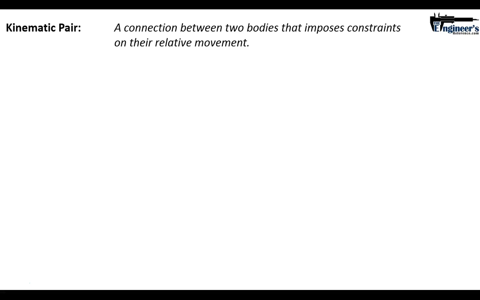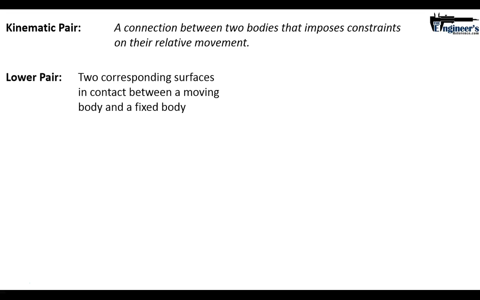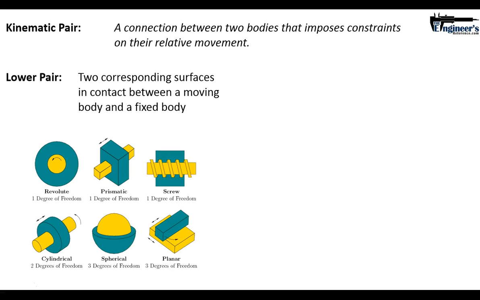So there's two types of joints, two types of kinematic pairs. There's a lower pair: two corresponding surfaces in contact between a moving body and a fixed body. Again, another fancy way of saying some type of joint. So two corresponding surfaces, yellow to blue, or green to blue, however this shows up on your screen, in contact between a moving body and a fixed body. So moving body, fixed body, moving body, fixed body. And see how that fits the kinematic pair definition: a connection between two bodies that imposes constraints, degrees of freedom.